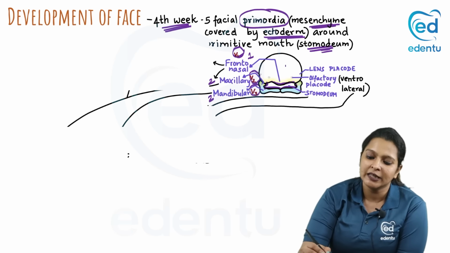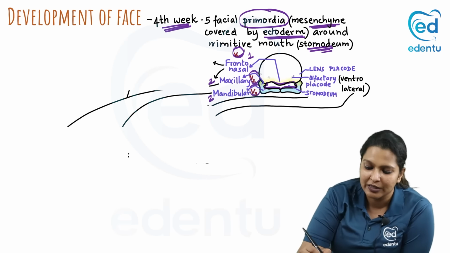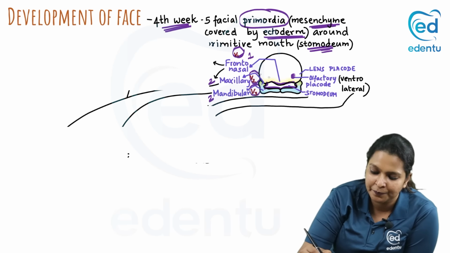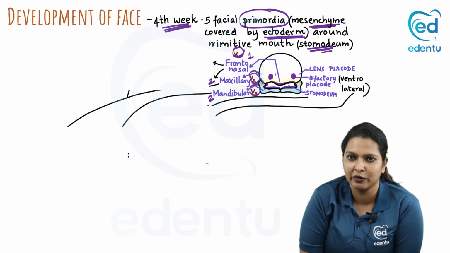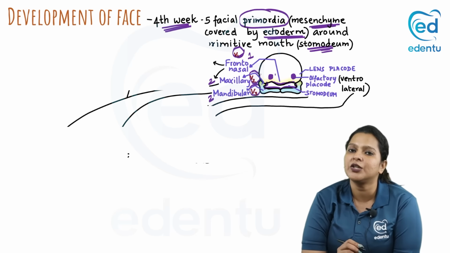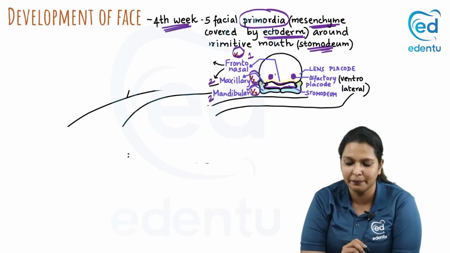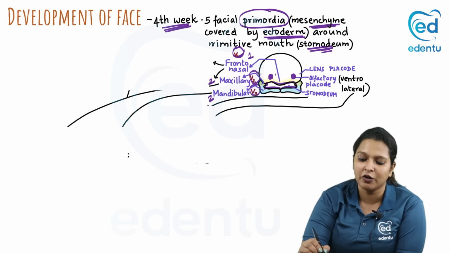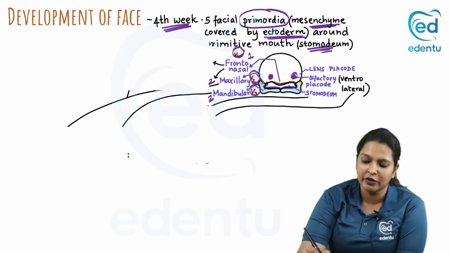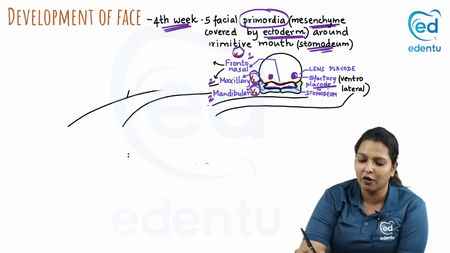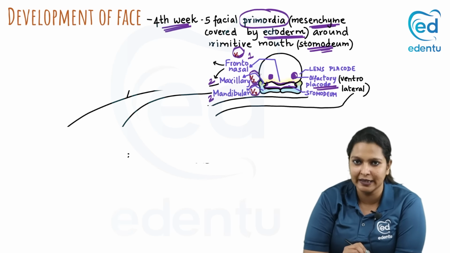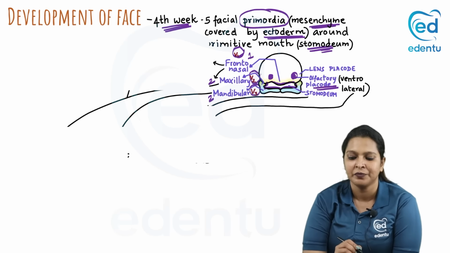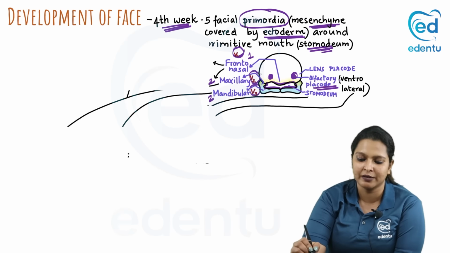And in the frontonasal swelling, you can see that in this region the ectoderm thickens, okay, that is called the olfactory placode, and which will eventually form the olfactory pit. In the frontonasal region the ectodermal thickening is called olfactory placode. This will become the future nasal cavity or the nostrils. Okay, so this is about the olfactory placode.